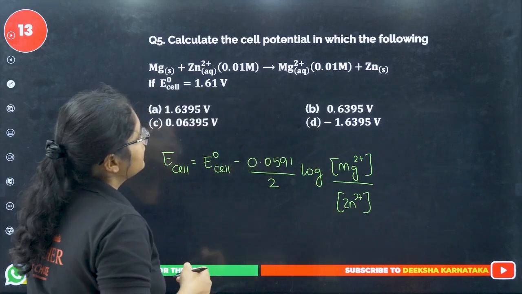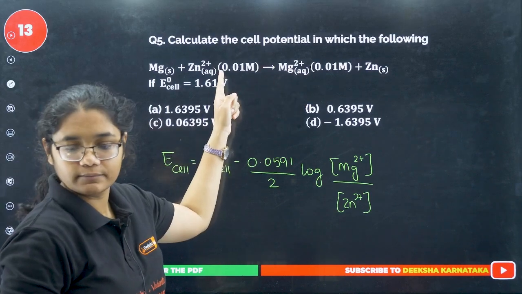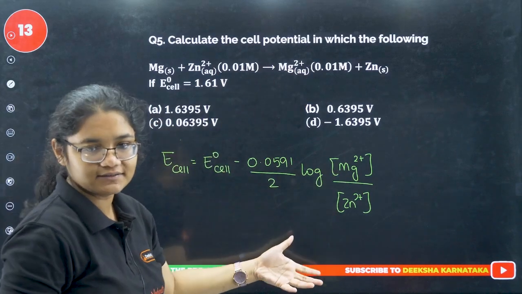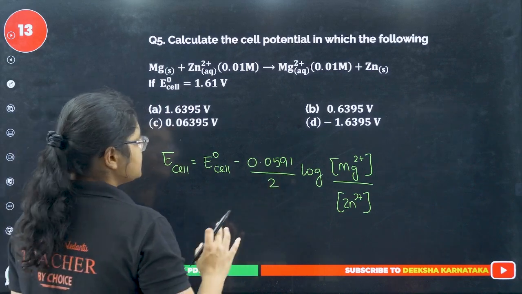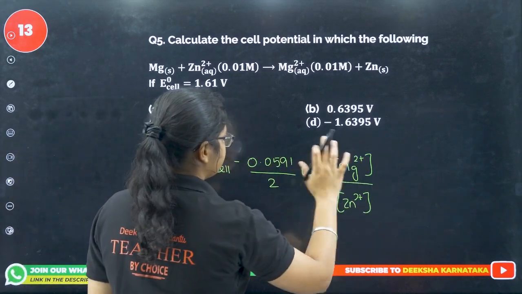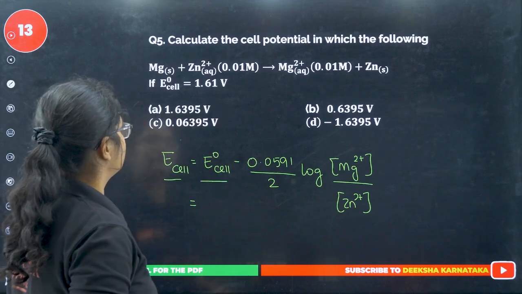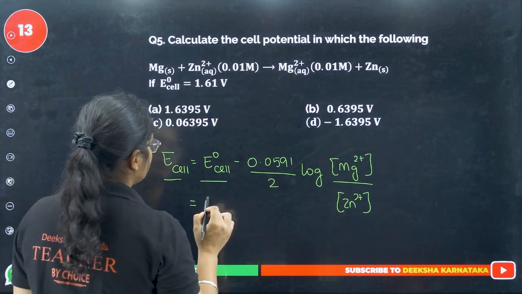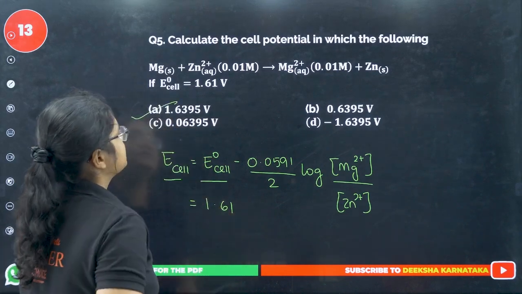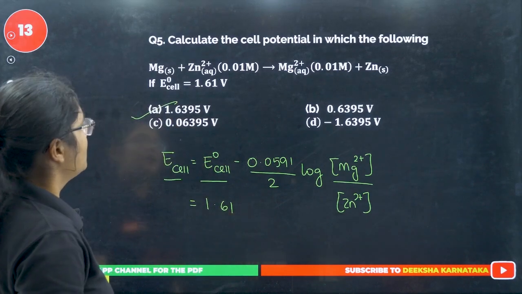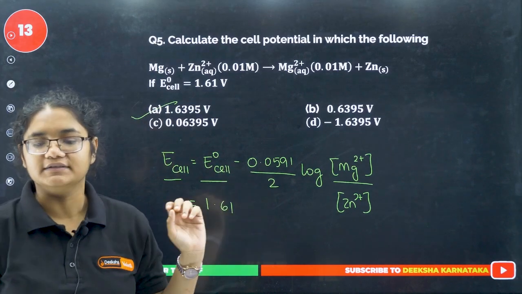Now you can see that Mg2+ and Zn2+ concentrations are equal, so these two will get cancelled. So I will have log 1, and log 1 is 0. If this part becomes 0, then this whole term becomes 0, or I can say E of the cell will be equal to E naught of the cell, which is almost equal to 1.61, or you can have plus 1.63. Yes, so option number A is the most accurate answer here.